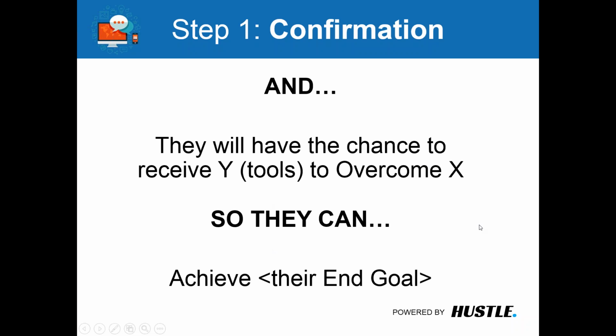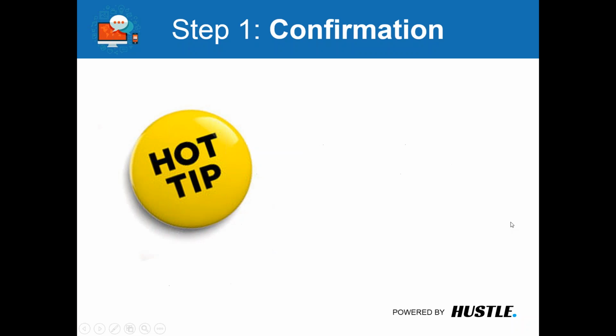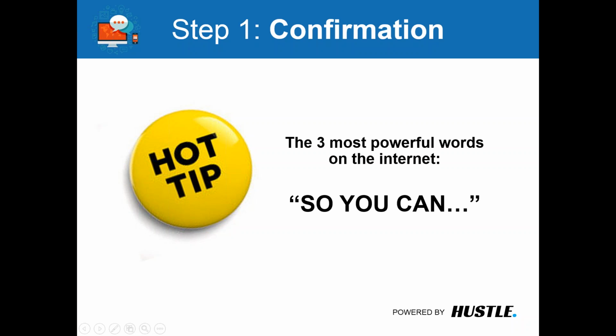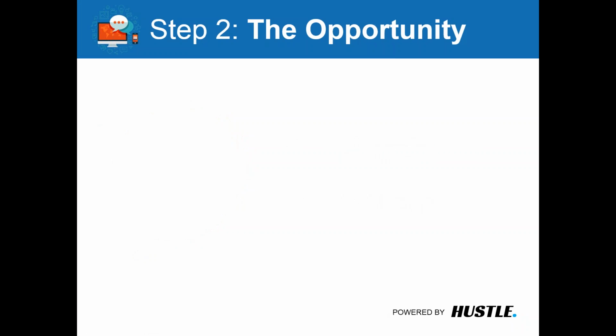This is also a formula within this formula. Hot tip. I love these badges. Just a side note, the three most powerful words on the internet probably ever are "so you can." You always state a skepticism or something that they want to achieve, or a tool, so you can achieve their end desire or their goal. It always gives them the benefit. Give them the benefit so they can achieve X.